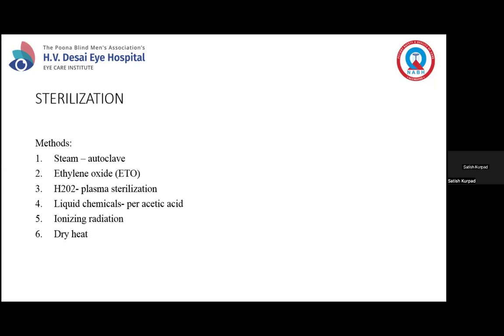Sterilization. There are various methods of sterilization. The most commonly used method is steam sterilization, called the autoclave, and ETO. Or plasma sterilization, liquid chemical, peracetic acid, ionizing radiation, or dry. In eye banking, we mostly use ETO, autoclave, and dry sterilization.